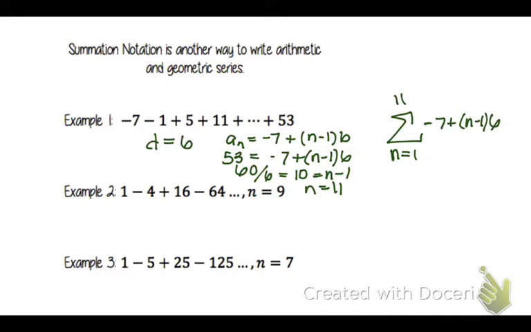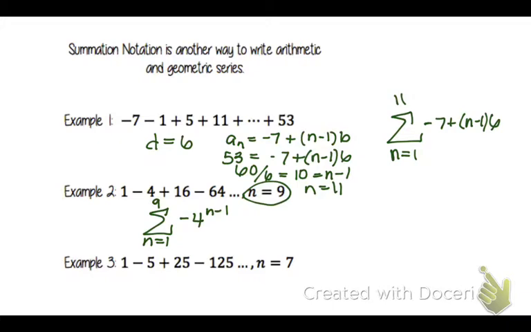Example 2, if we look at this one, we're multiplying by -4, so we have a common ratio. They're telling me here that they only want me to add through to the 9th term. So to write that in summation notation, we're starting at the first term, we're going to the 9th term. The first term is 1, so I don't need to write that in for a sub 1, and we would say -4 to the n minus 1 power.